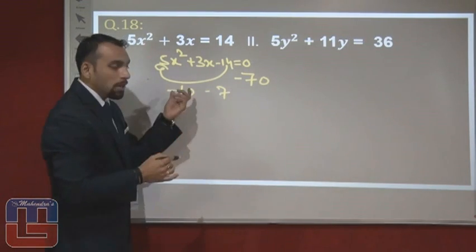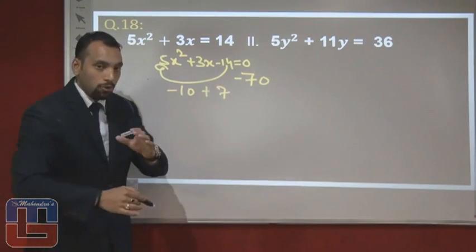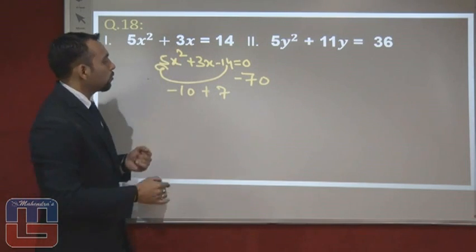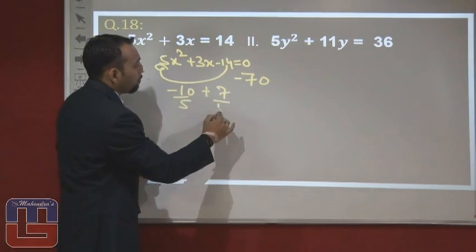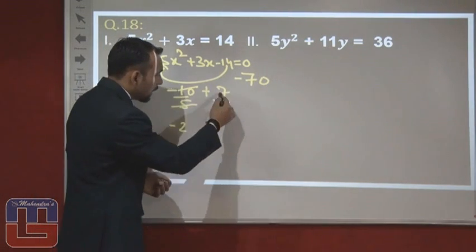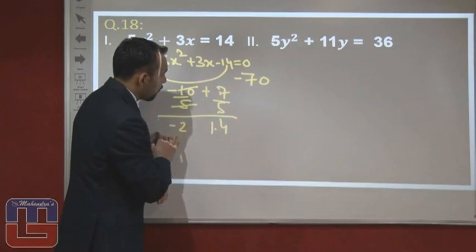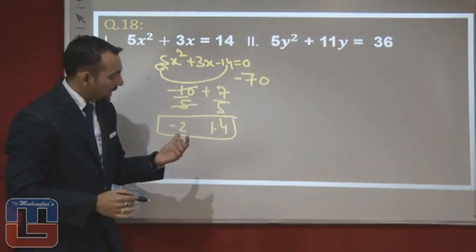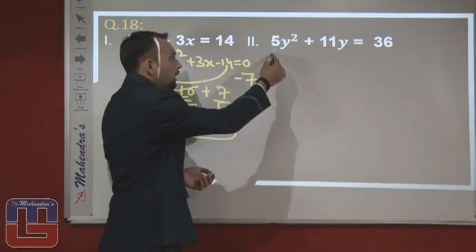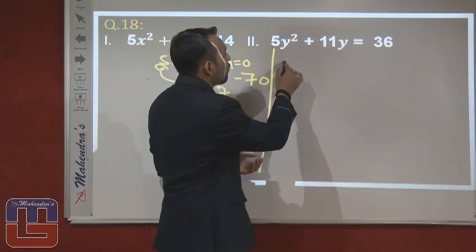This plus will become negative, this negative will become positive, and we have to divide the number by the coefficient of x square. So if you divide by 5, here you will get minus 2 and here you will get 1.4, you can say 1.5. So the values of x are minus 2 and 1.5. Now similarly we will solve the next equation also.